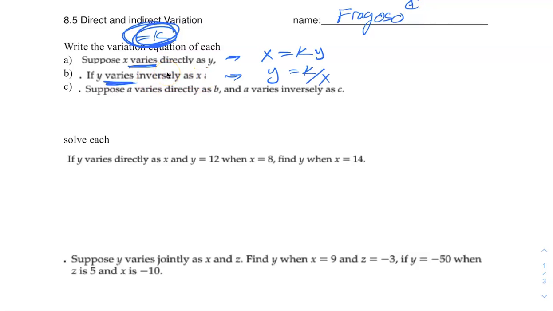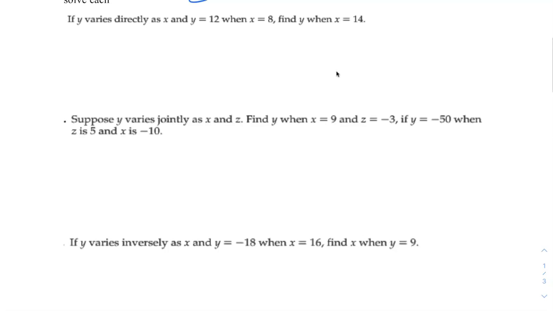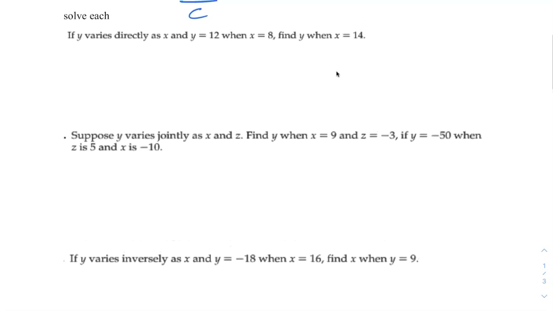So over x. Suppose a varies directly as b and a varies inversely as c. Again, a varies, equals k, and then it tells you two things. Directly as b, so b is on top, and inversely as c, so c is on the bottom. So now you have your equation: a equals kb over c. We call that a joint variation, or combined variation. Joint means both on top.